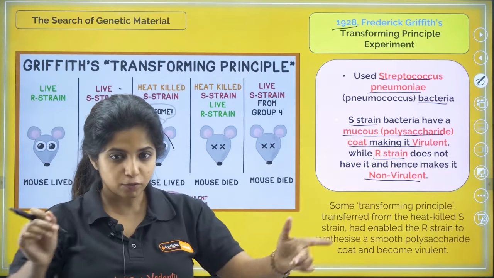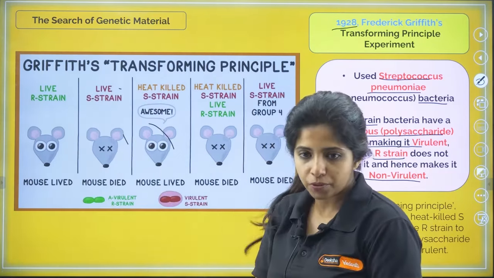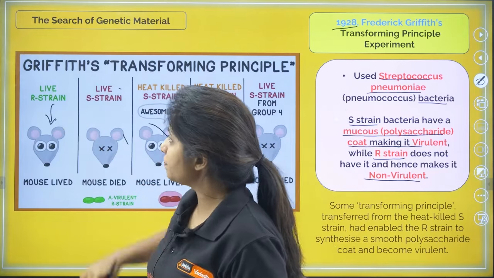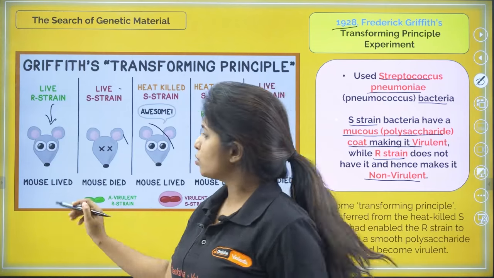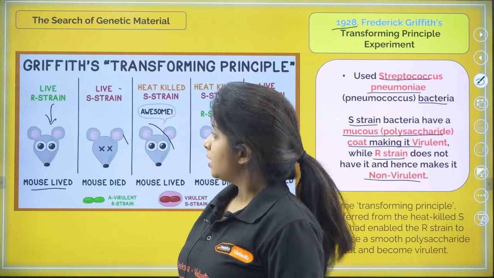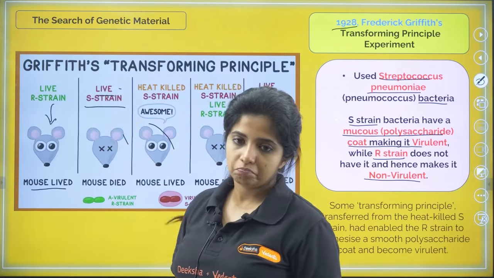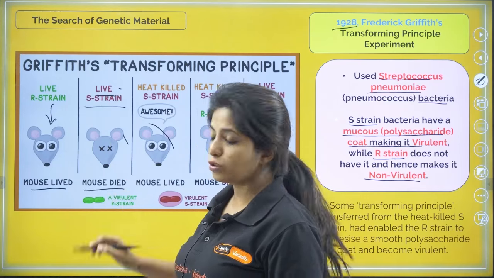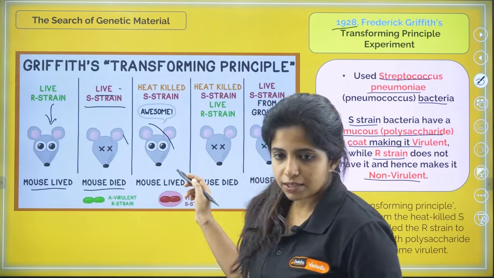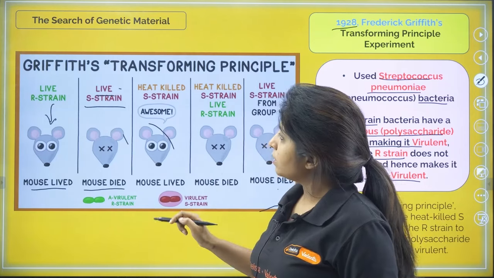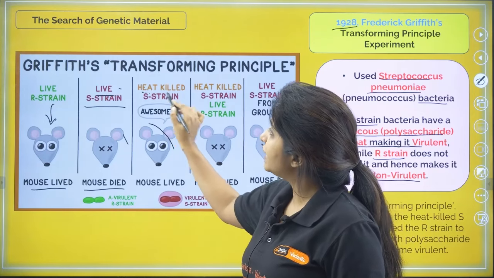Now it's experiment time. So listen, Lily is our mouse. In Lily, we put the live R strain. When we put it, Lily was totally fine. The mouse lived. Then we put live S strain. When we put it, the mouse died. Now we take Silly. Silly is the next mouse. On Silly's body, we are going to put heat-killed S strain.